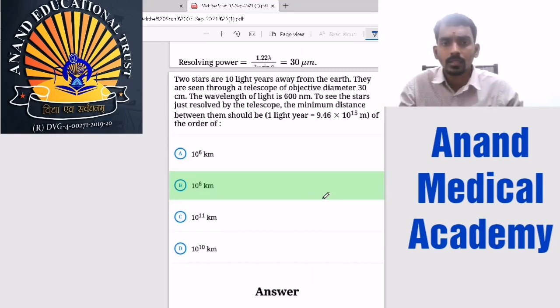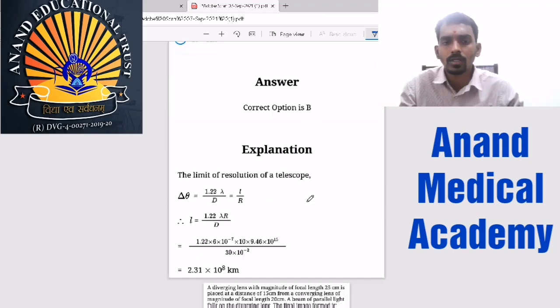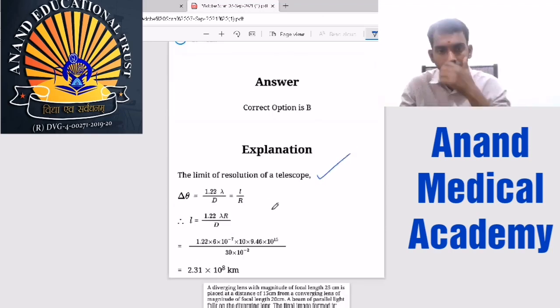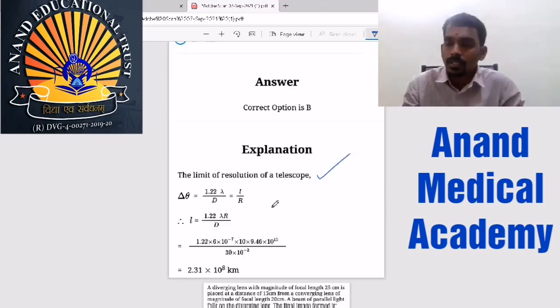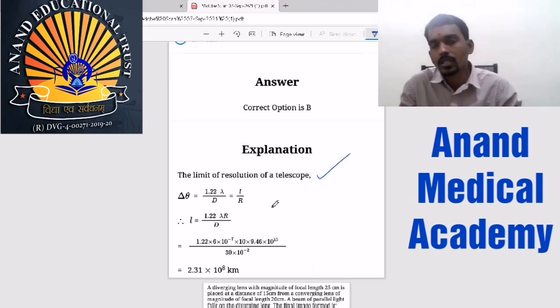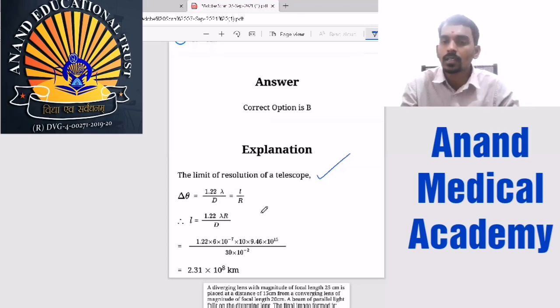Now two stars are 10 light years away from the earth. They are seen through a telescope. See, this is nothing but again the limit of resolution based question. So limit of resolution means direct formula. Limit of resolution is the shortest distance a device can see as separate, and resolving power is nothing but the reciprocal of limit of resolution.